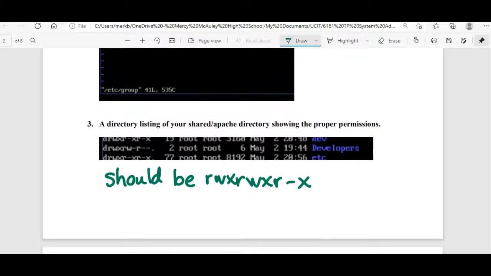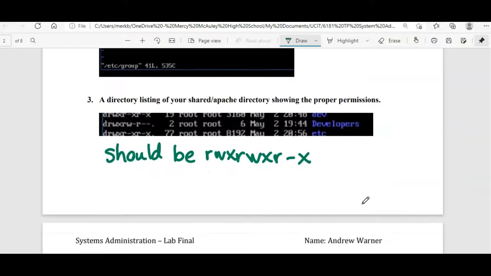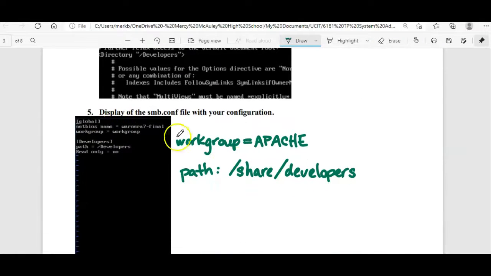Then looking at number 3, again, his file permissions weren't quite right. It should end read dash execute, and his ends read dash dash. Furthermore, he also forgot the execute right in here. So he lost a couple points, 1 point on that as well. Actually, I believe 2 points on that. Then looking down at number 4, it was fine. Screenshot 5, however, his work group should be Apache and his path should have share, then developers.